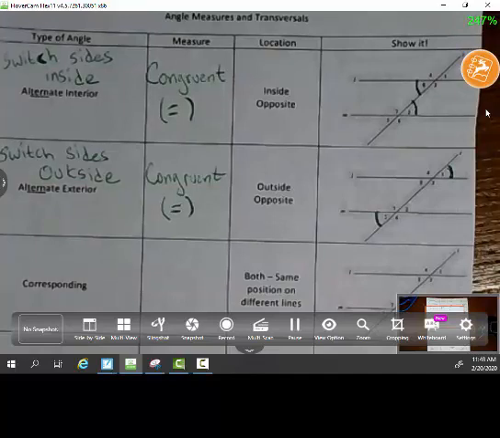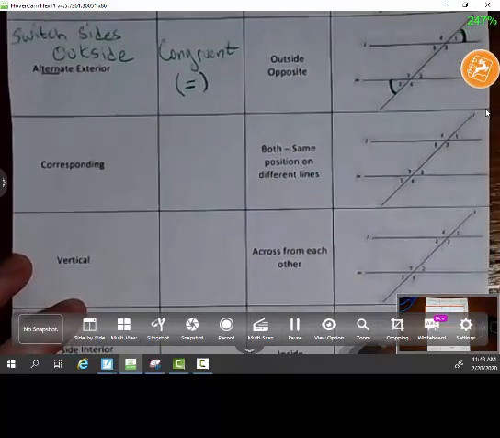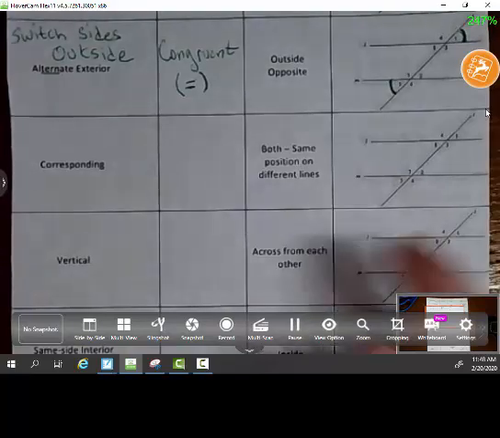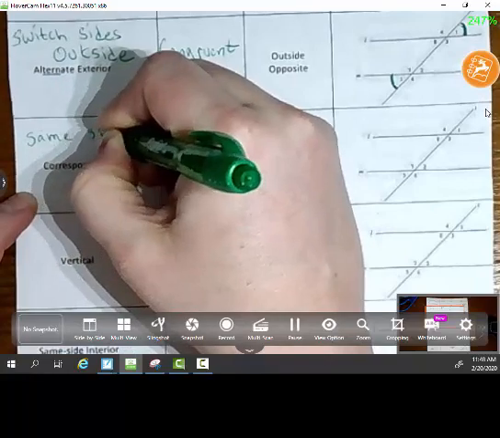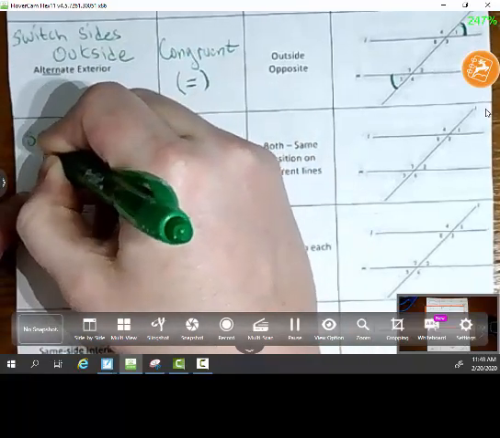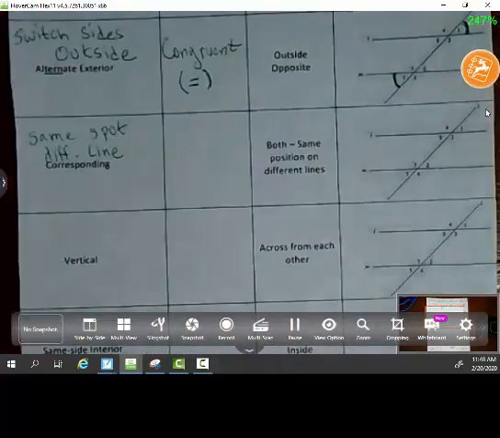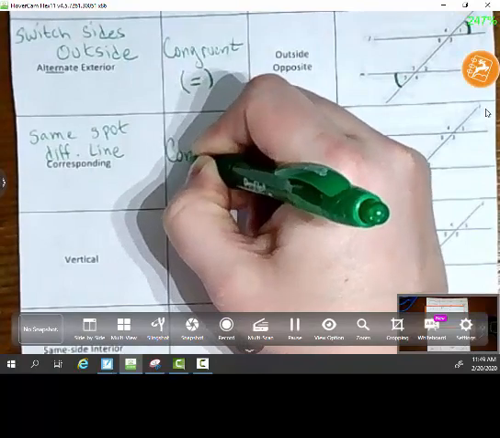Are we getting better with those alternate angles? Yeah. Hopefully. Still not great, but hopefully we're at least getting better. Alright, corresponding, the one I think is the hardest. Corresponding. Same spot, different line. These are also congruent.